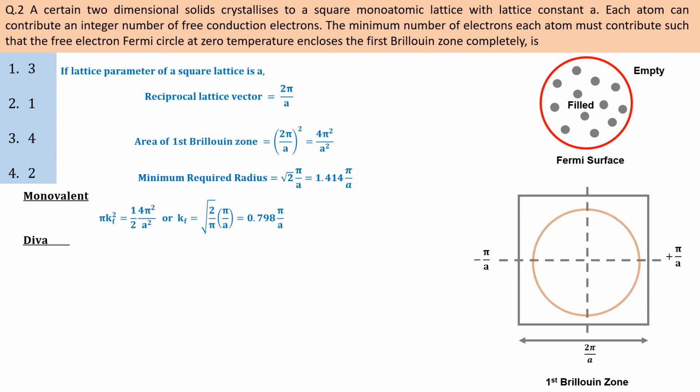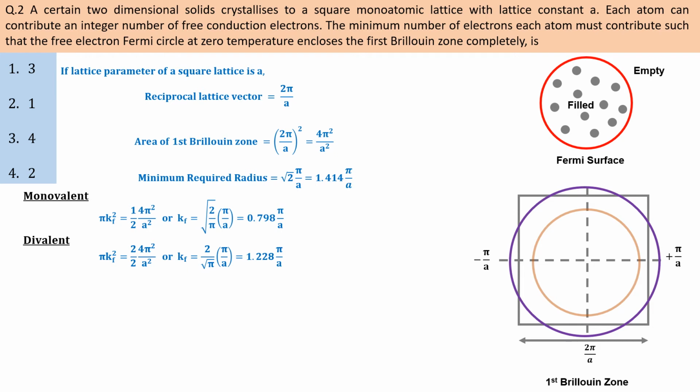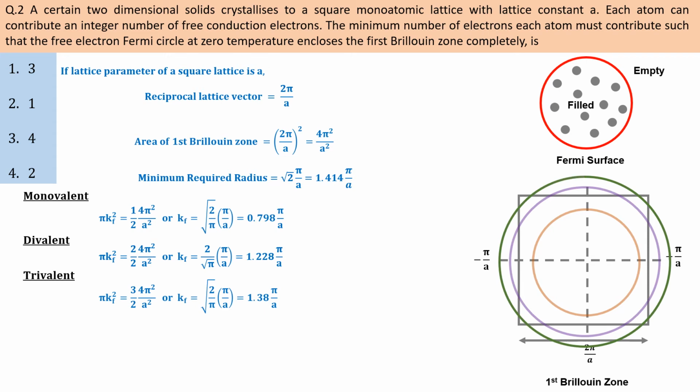If the atom is divalent, then the area of the Fermi circle equals the area of the first Brillouin zone. But the problem is that this circle does not fully enclose the first Brillouin zone. This circle does not cross the corner of the zone boundary. The same thing happens even if the atom is trivalent. The Fermi circle does not completely enclose the first Brillouin zone.